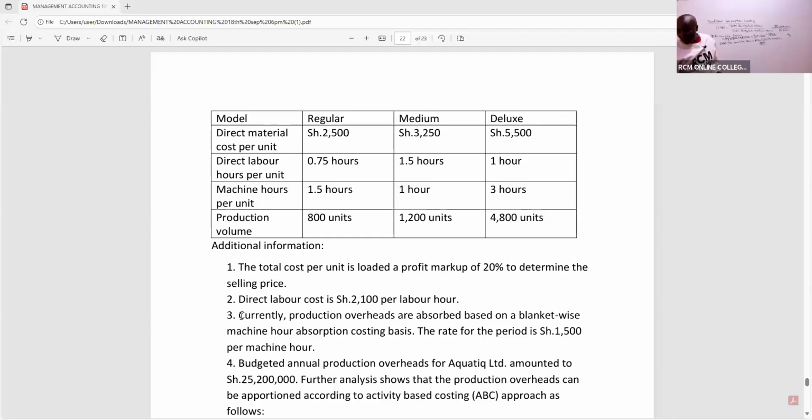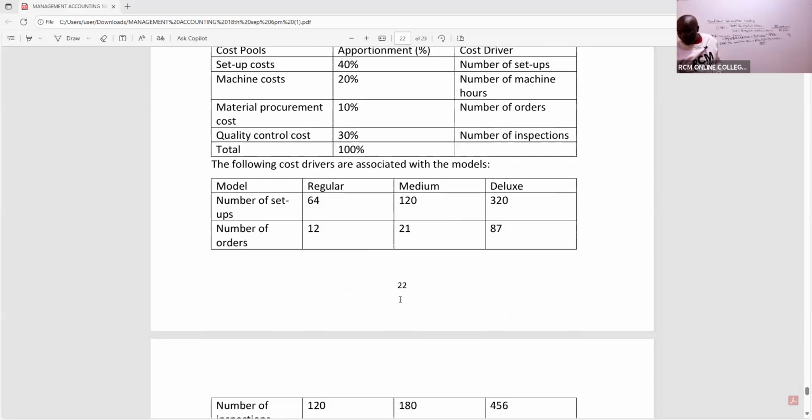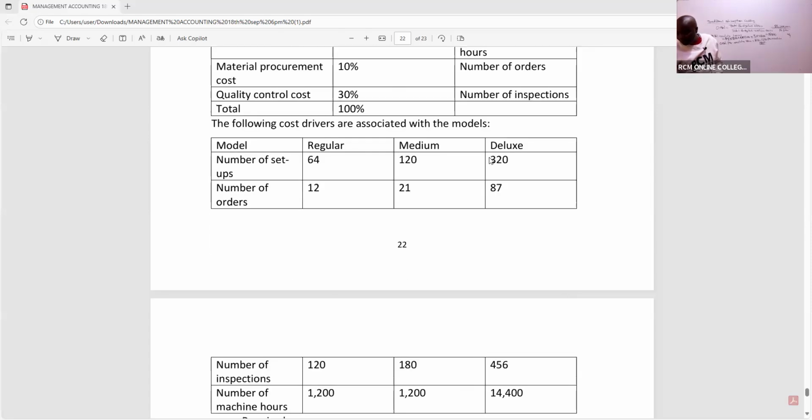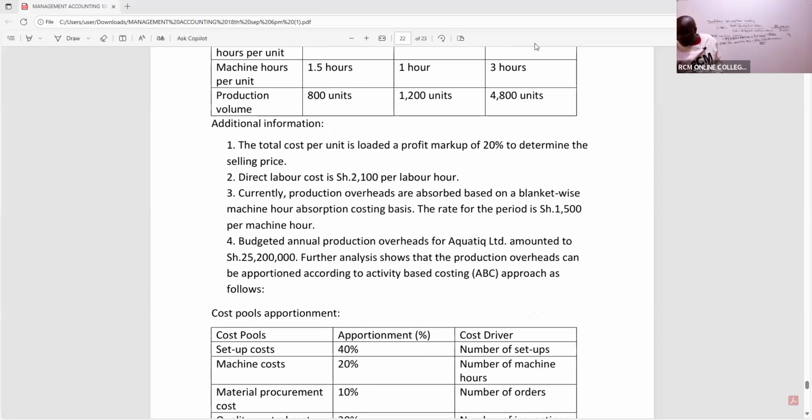Now here, you are given that currently production overheads are absorbed based on a blanket-wide machine hour absorption costing basis. The rate for the period is 1,500 per hour. So what do they want us to do in the question? Calculate for each model the full cost and the selling price per unit under the blanket-wide absorption rate. So they want us to give them full cost.